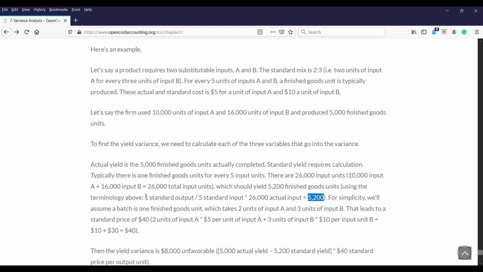Again, we're building a ratio of output to input. We multiply that by our actual input to give us what we would expect to be our actual output, our standard yield. Given that we put in 26,000 input units, we would expect to get 5,200 finished goods units out.